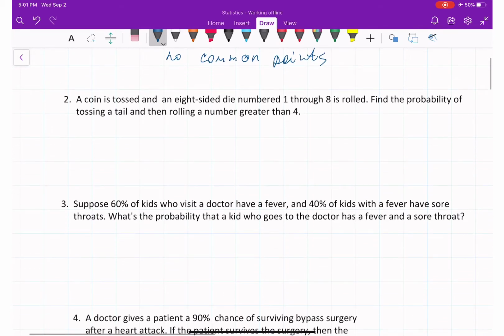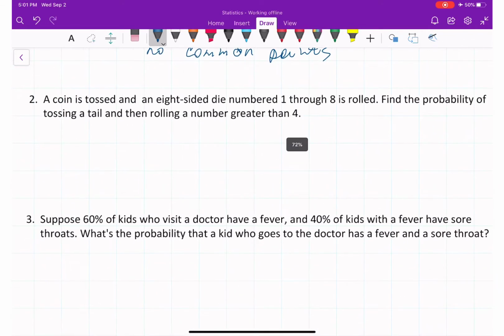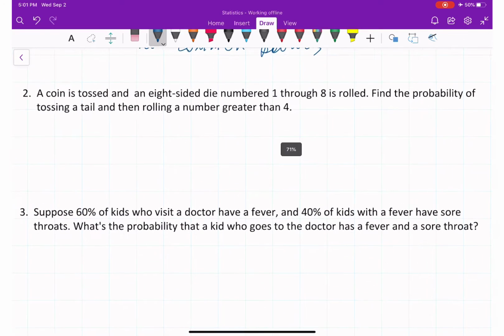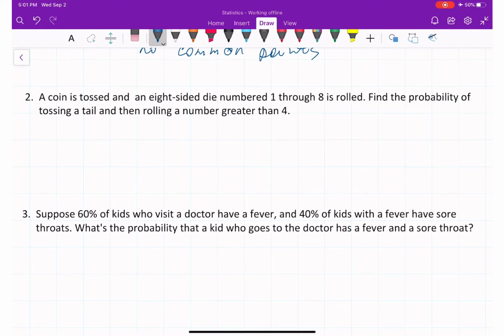Next one. A coin is tossed and an 8-sided die numbered 1 through 8 is rolled. Find the probability of tossing a tail and then a number greater than 4. Okay, a coin is tossed. So a coin has two sides, be it tail, be it head. So the probability is going to be 1 out of 2, right? Total two sides, only one can happen. So the probability for the tail is going to be 1 out of 2, yes?